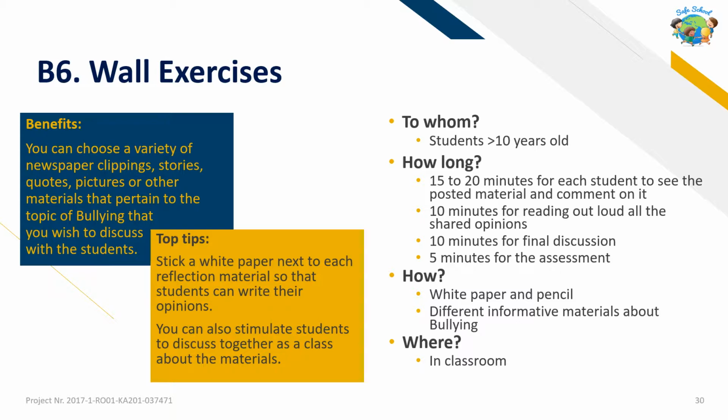To implement this activity, you will need white paper and pencils, as well as to prepare different informative materials about bullying in advance. Regarding the time, you will need 5 minutes to present the activity to the class, 15 to 20 minutes for each student to see the posted material and comment on it, 10 minutes for reading out loud all the shared opinions, 10 minutes for the final discussion, and 5 minutes for the assessment.